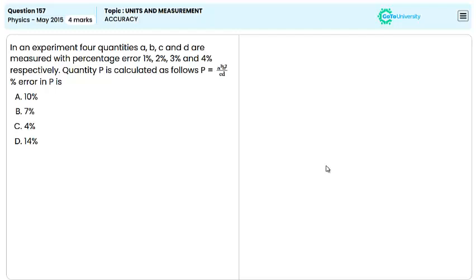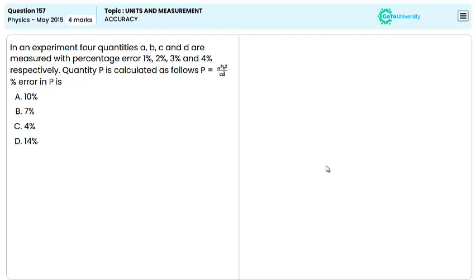In an experiment, 4 quantities A, B, C and D are measured with percentage error 1%, 2%, 3% and 4% respectively. Quantity P is calculated as P is equal to A cube B square by CD. Then what is the percentage error in P?